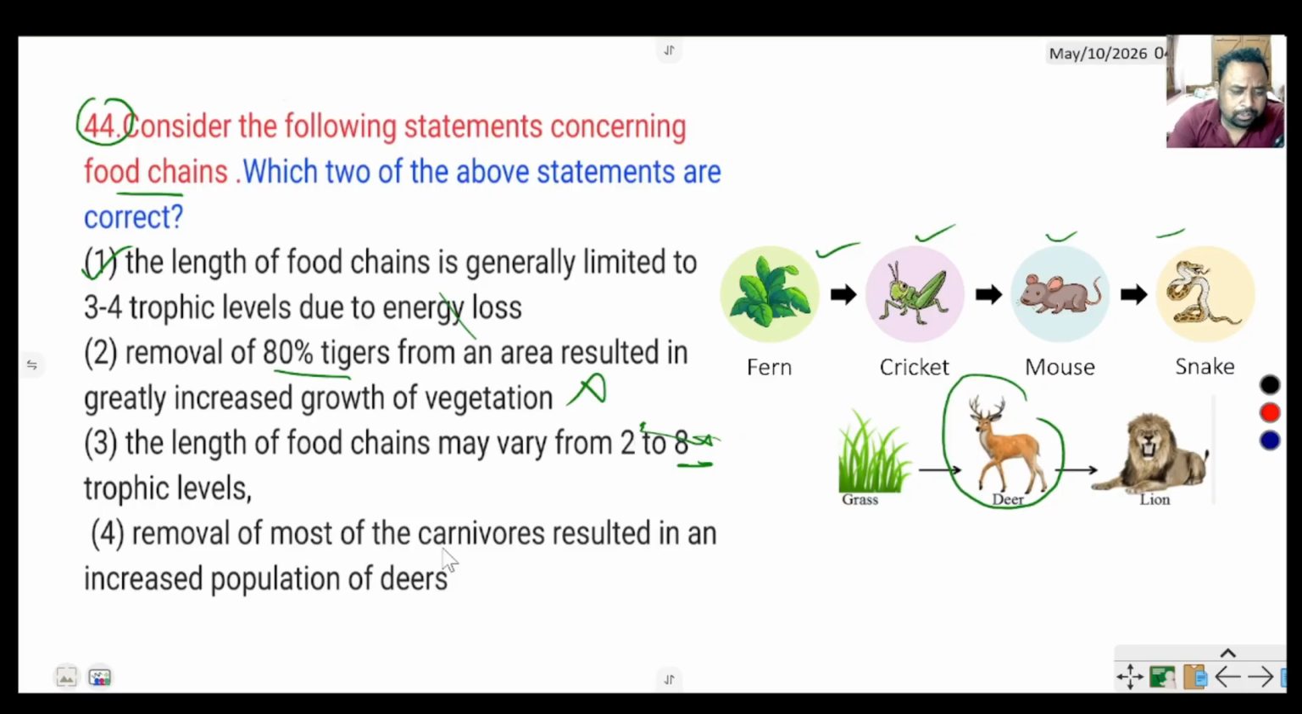Removal of most of the carnivores resulted in an increased population of deers. Carnivores means like lions. Okay. Population of deer increases. So 1 and 4 is the correct option.